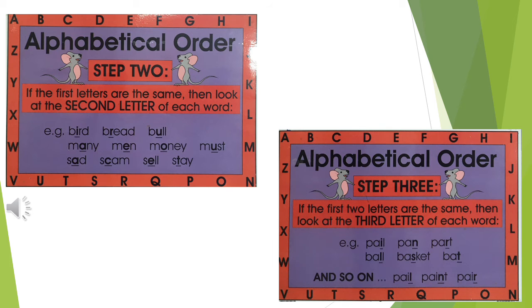Step 2. If the first letters are the same, then I look at the second letter of each word. For example, bird, bread, bull. So I can see all those words start with a B, so then I need to look at the second letter. Bird has an I in the second letter space, bread has an R, and bull has a U. So I will be first, then the R, then the U.